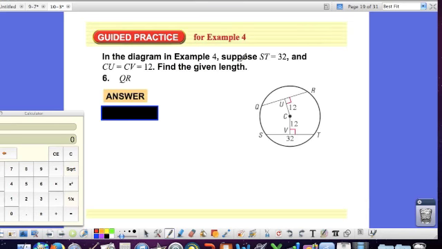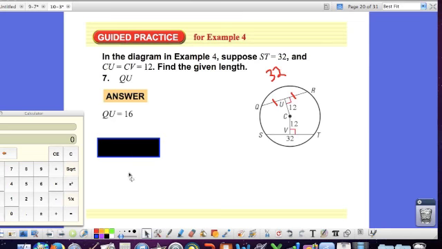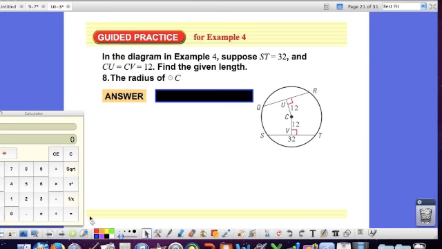In the diagram in example 4, suppose ST is 32 and CU and CV is 12, so QR is going to be congruent to ST. Now they want us to find QU. Remember, this is going to be a perpendicular bisector. So if this whole thing is 32, half of 32 is 16. Okay, this is 32, these are 12.